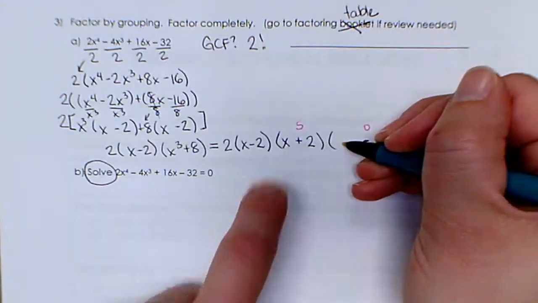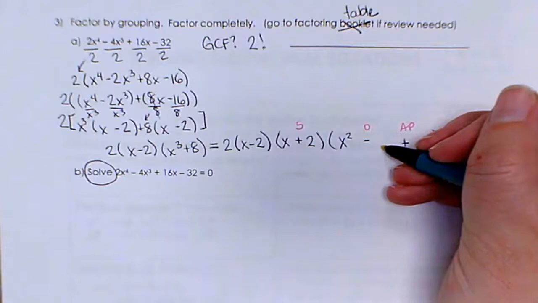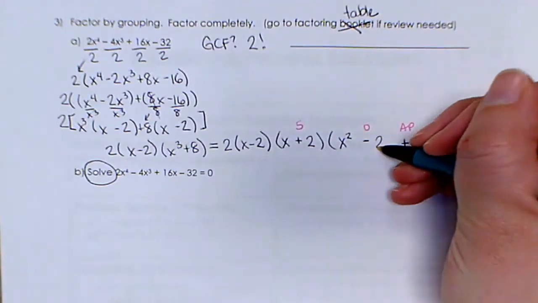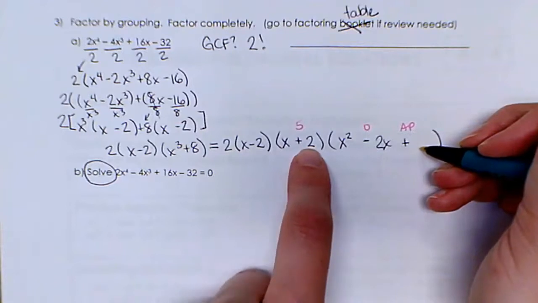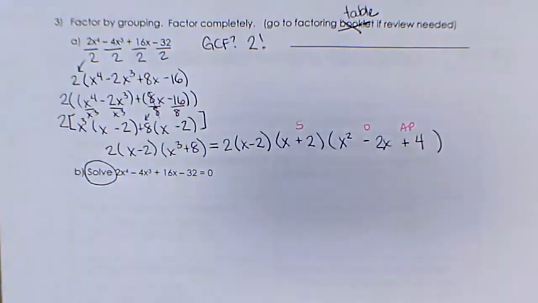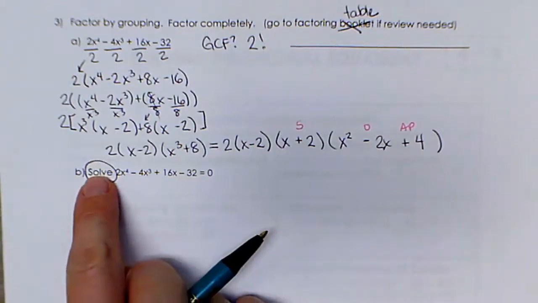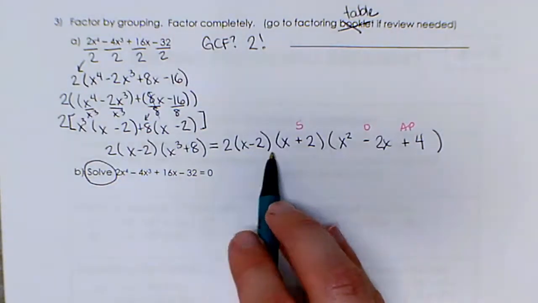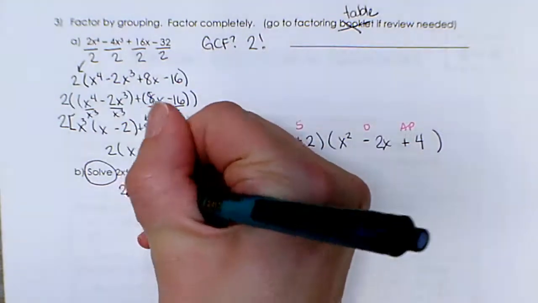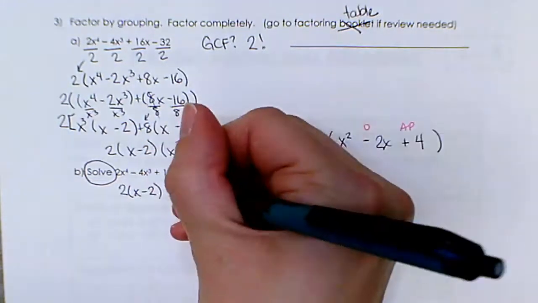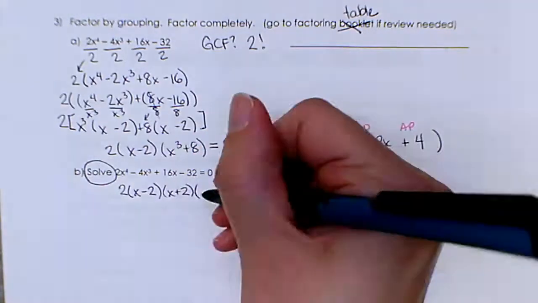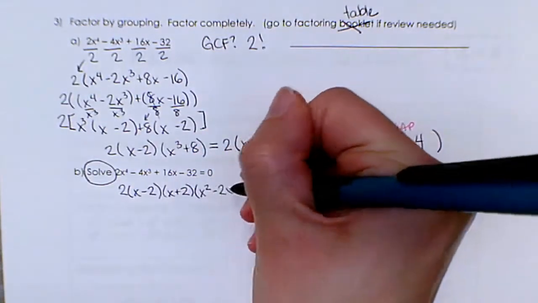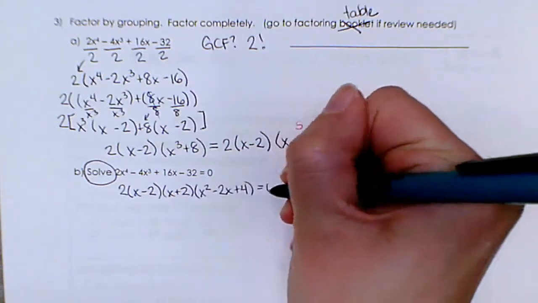A times A would be x times x. That's x squared. A times B would be 2 times x. That's 2x. And B times B, that would be 2 squared. That's 4. So I have a lot of terms here. And if I'm asked to solve this polynomial equation, well then I'm going to rewrite the polynomial on the left as its factored form. So 2 times x minus 2 times x plus 2 times x squared minus 2x plus 4 equals 0.